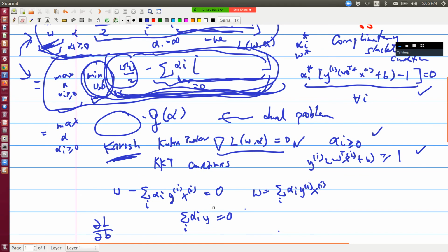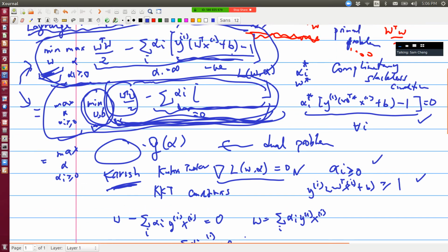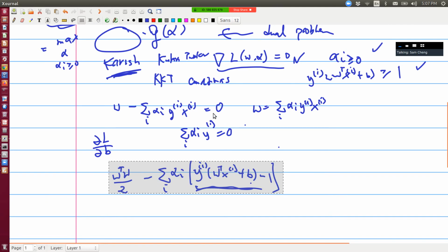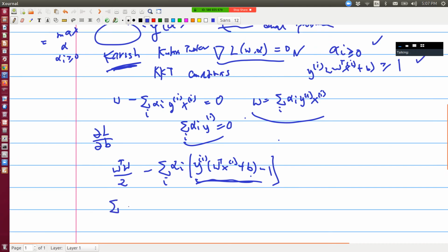Now use these two equations and put them back into this one here. Because I keep using this, maybe I will copy it down here. I have this again and this again. Then I substitute back. Then W transpose W will be something like one half, sum over i, sum over j, alpha_i alpha_j y_i y_j x_i transpose x_j.